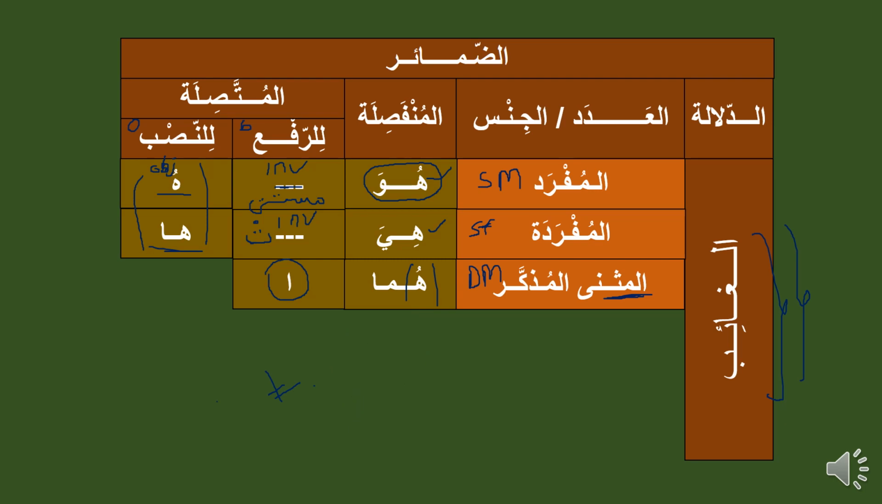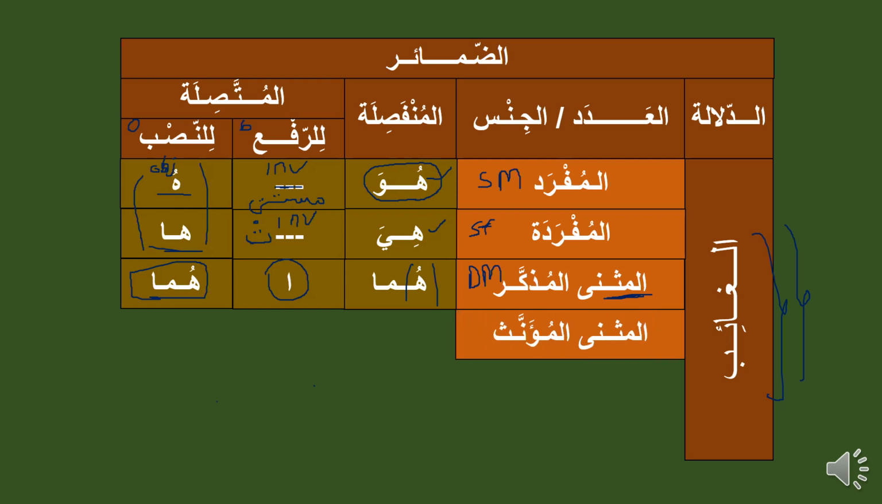So in the case when the dhamir is in an objective case, it's going to be huma, like the other one. The only thing you can use to differentiate the munfasil and the muttasil in this case is that munfasil stands on its own, while muttasil will be attached to a verb. So huma talibaan is different from darabtuhuma. I beat the both of them. I hope you get that.